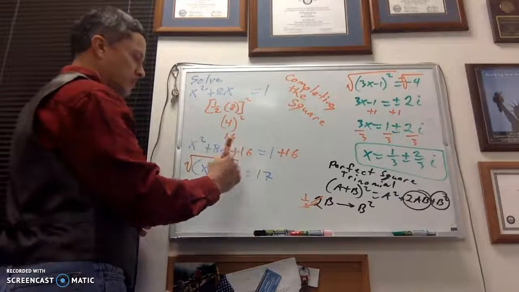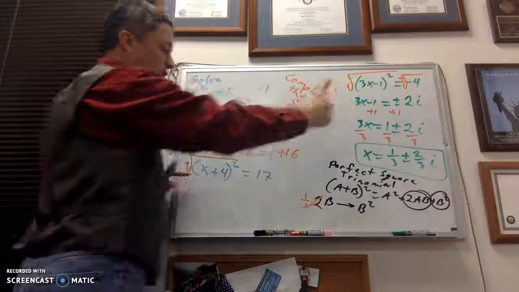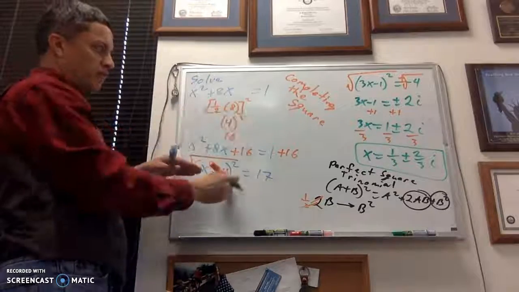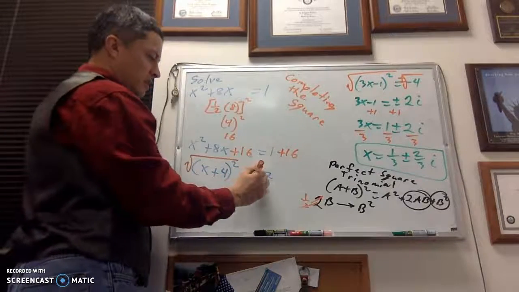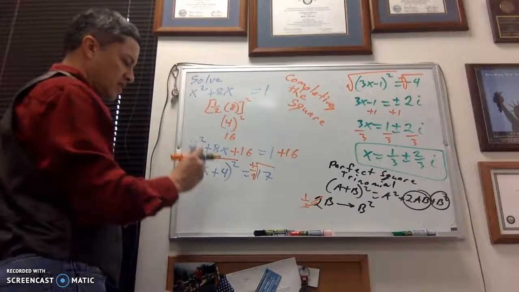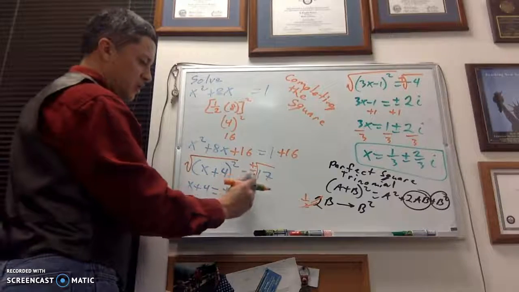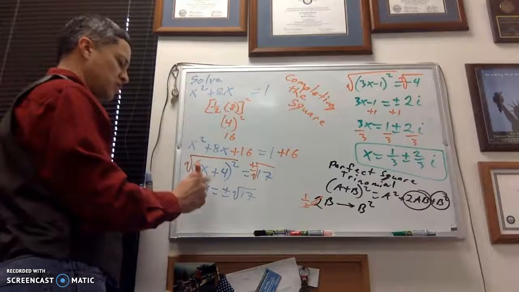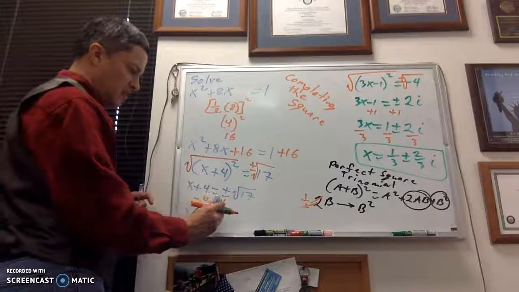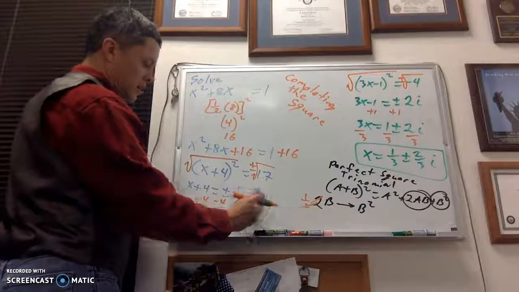Square rooting both sides. Notice the point I'm at now would have been my starting point for this problem, right? So I had some groundwork I had to set up before I could do this little maneuver. So I'm going to take the square root to both sides. That's going to give me an x plus 4 on the left, plus or minus the square root of 17 on the right. Subtract the 4 from both sides. There it is. x is negative 4 plus or minus the square root of 17.